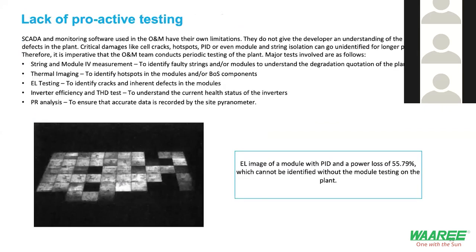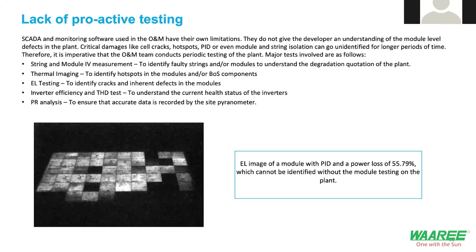This is with respect to testing. There are various tests done for the plant and its various components, like string level IV measurements, thermal imaging, EL testing, inverter measurements, THD tests (total harmonic distortion), and PR analysis. There are very few people that we see doing these proactively. Of course, big developers especially do it now, but what I would say is that you can do these basic level tests annually or once in 2 years, to understand the health of the plant and its various components.